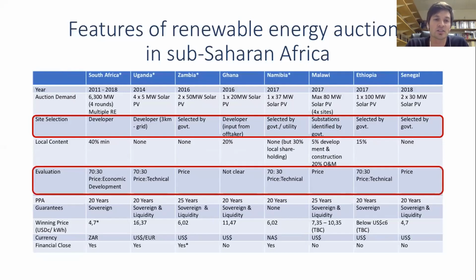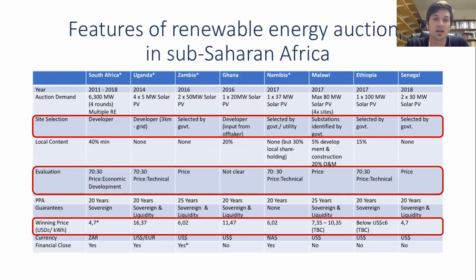The second thing I wanted to highlight is that when you look at evaluation in Africa, it's been a mix, with some countries going for a price-only evaluation, with others adding some technical issues, but the price dominates in most countries. In South Africa, I think it's been the only country where economic development, looking at, for example, things like job creation, local investment, local employment, local ownership have played really important roles in the evaluation. But interestingly enough, it hasn't actually been used in other African auctions so far.